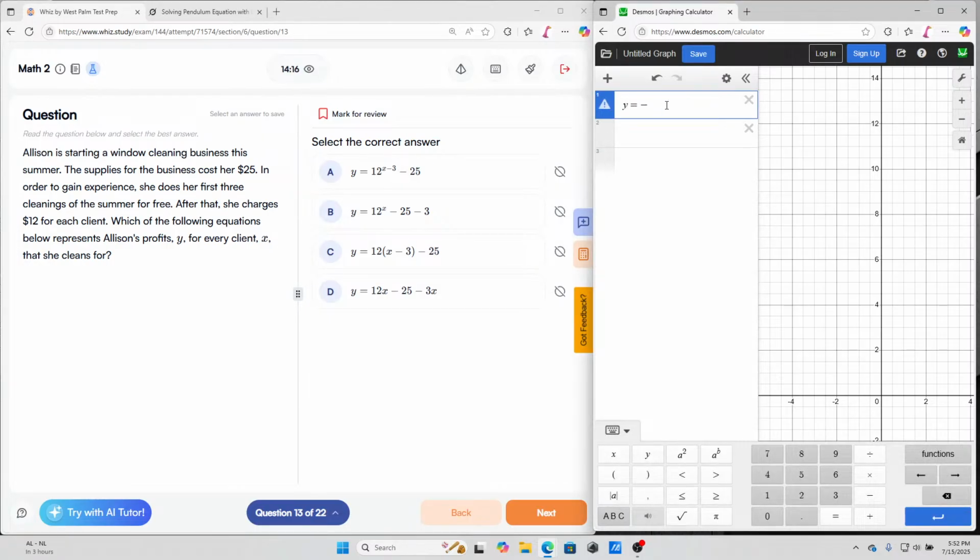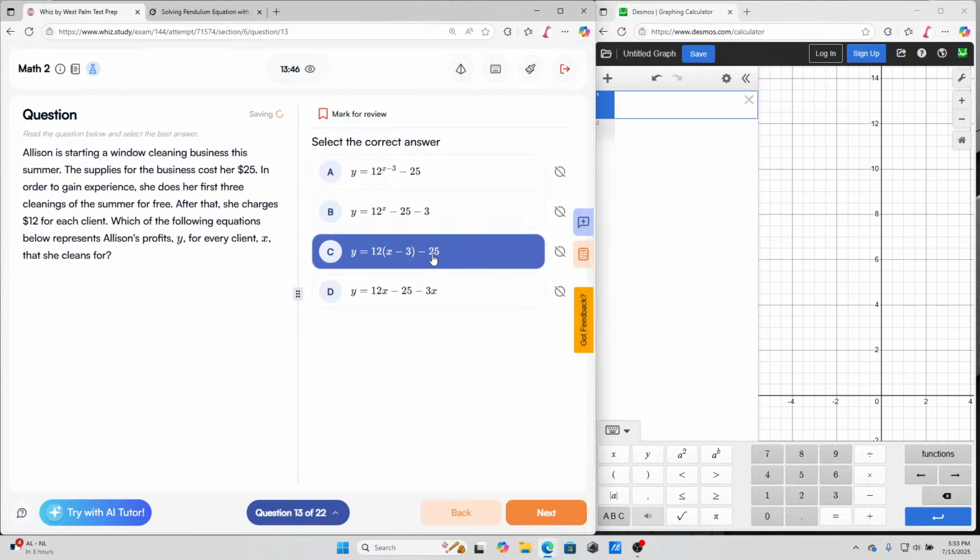Okay, so she does the first 3 cleanings for free. So the supplies are 25. Then the first 8 cleanings are free. So first 3 are free. It's gonna be C right here. First 3 are free. That reduces us by 3 cleanings.